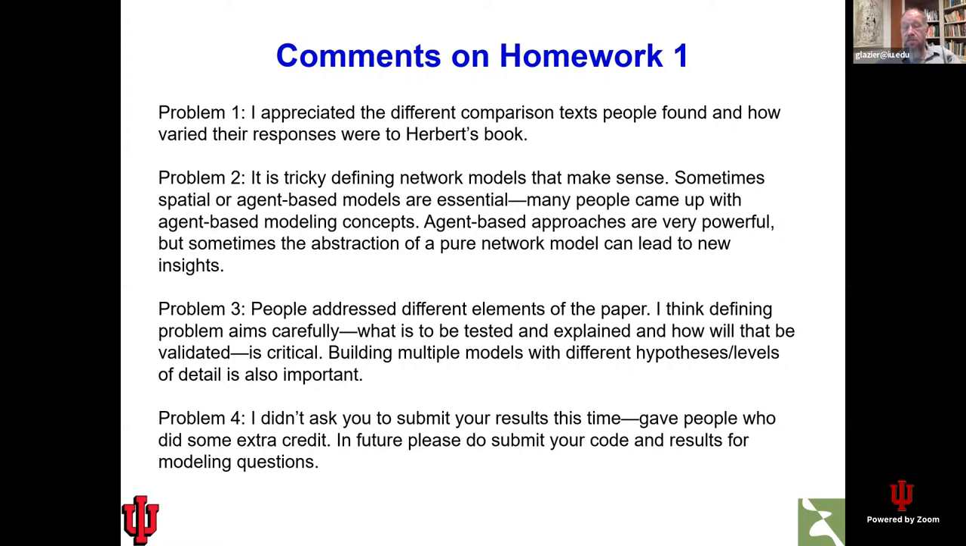And so if the simplified network model works, you can do a lot more with it. You can run many more replicates. You can explore parameter sensitivities more easily. And so there's a role for both the agent-based approaches and the network approaches. As I say, in the spring, I teach agent-based modeling. And so I think that that was interesting to me, seeing what people came up with.